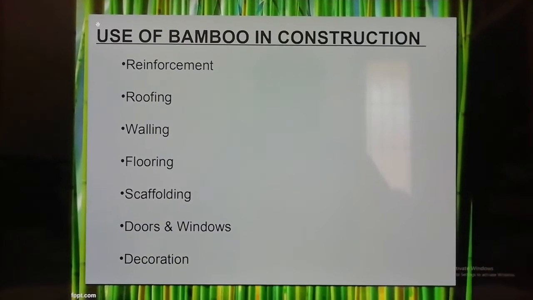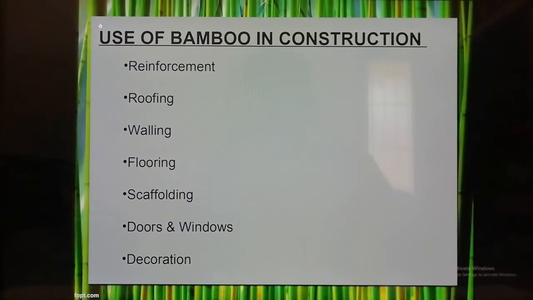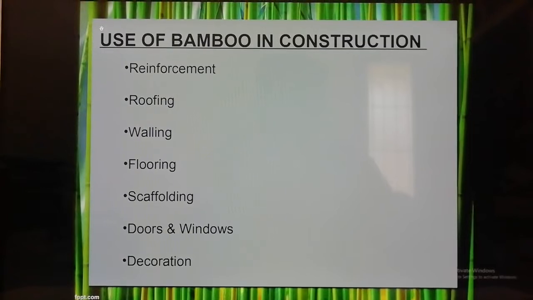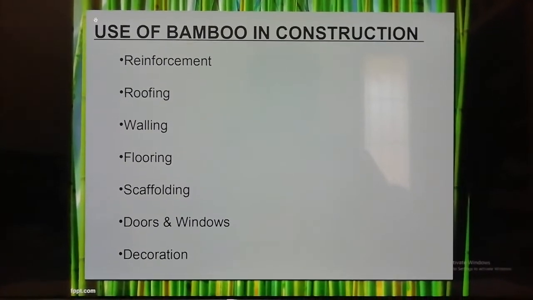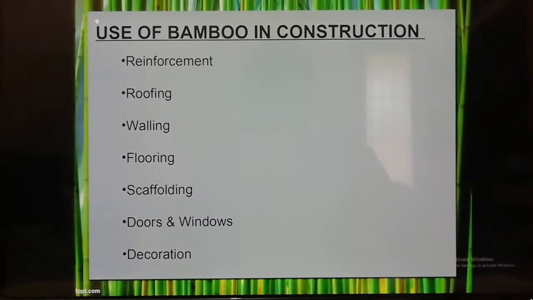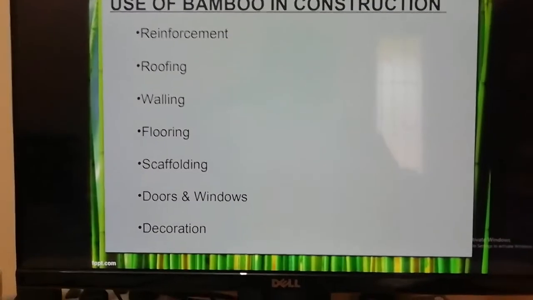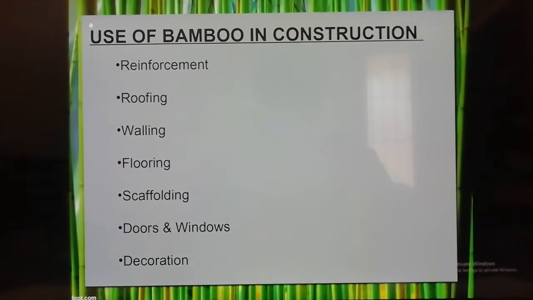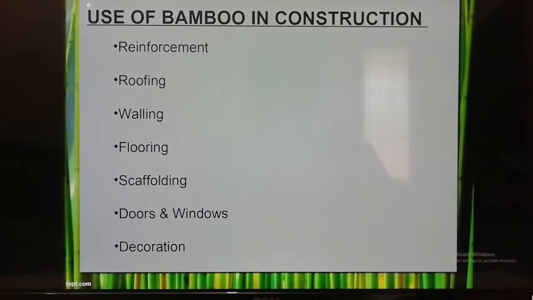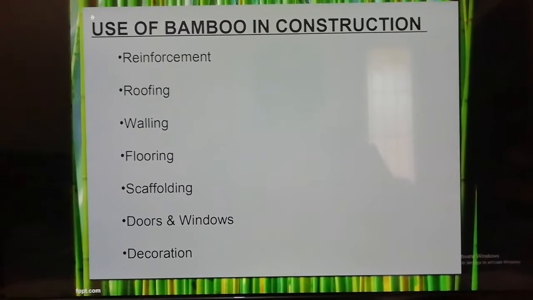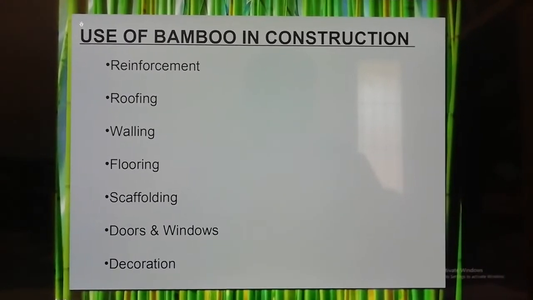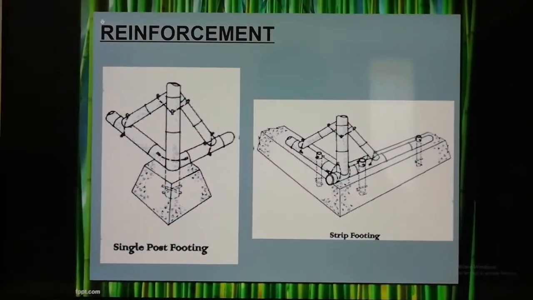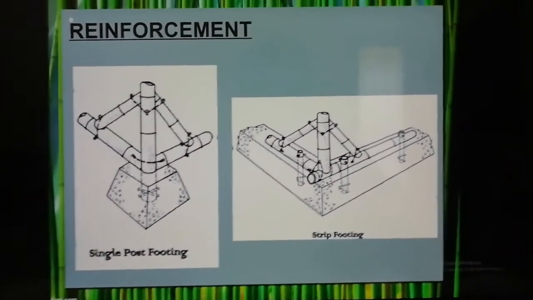And in walling, where do we use it? In walls, bamboo can be used in great detail in different forms. The next slides will show us how we are going to put bamboo on walls. Then the next one is flooring and scaffolding. Bamboo is also used in doors and windows, and in decoration. If you can, google a little bit of resorts and things like that where we can see bamboo. This reinforcement detail of bamboo is what we did in the sheets.